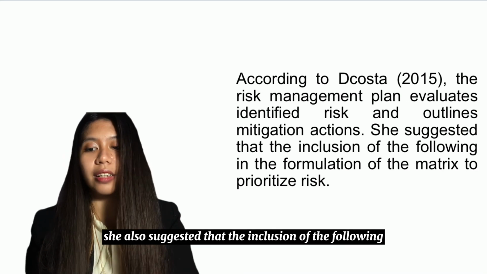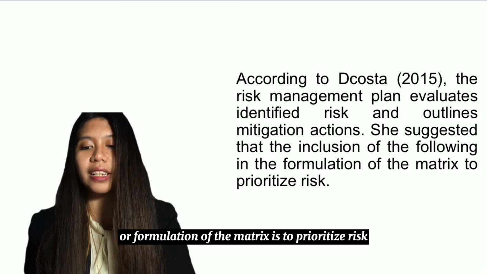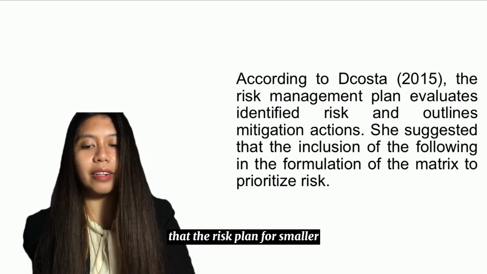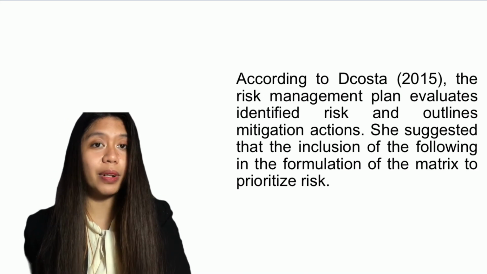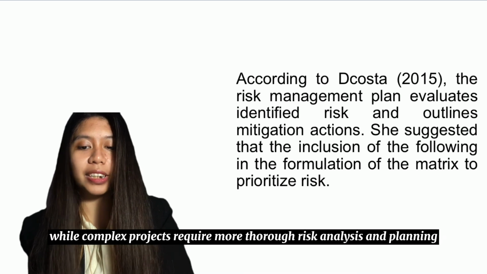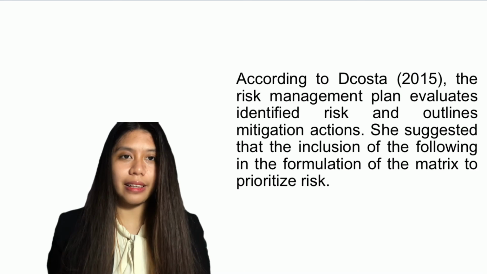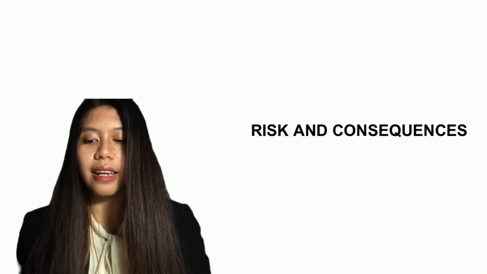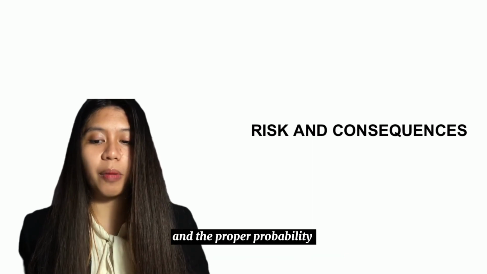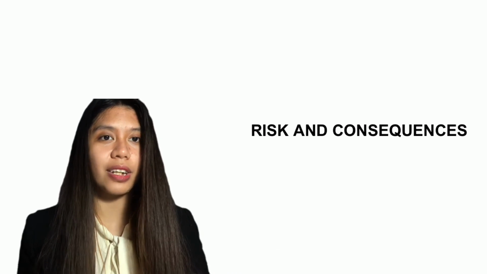She also suggested the inclusion of the following in the formulation of the matrix to prioritize risk. It must be noted that the risk plan for smaller projects can be as simple as a risk management matrix, while complex projects require more thorough risk analysis and planning. Here are some of the key elements. Number 1, risk and consequences. It usually identifies the risk associated with the project and the probability that it could affect the schedule, the resourcing, or the budget.